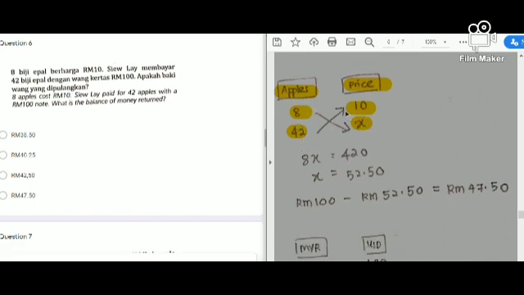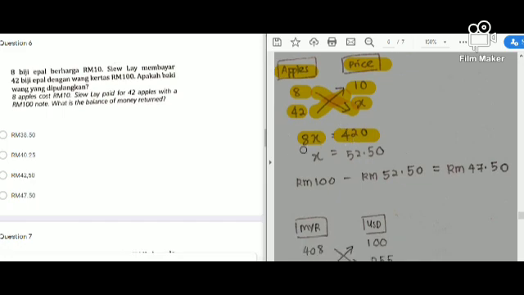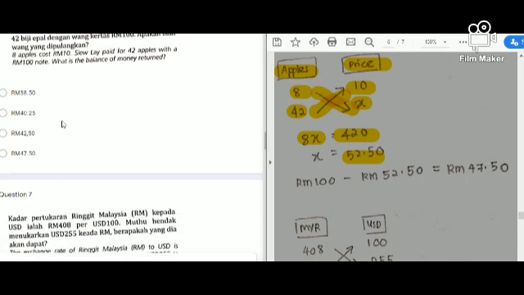So now cross multiply. X multiplied with 8, you will get 8X. 42 multiplied with 10, you will get 420. So when you want to find X, all you need to do is divide 420 by 8. So the answer will be 52 ringgit and 50 cents. But the question wants the balance.